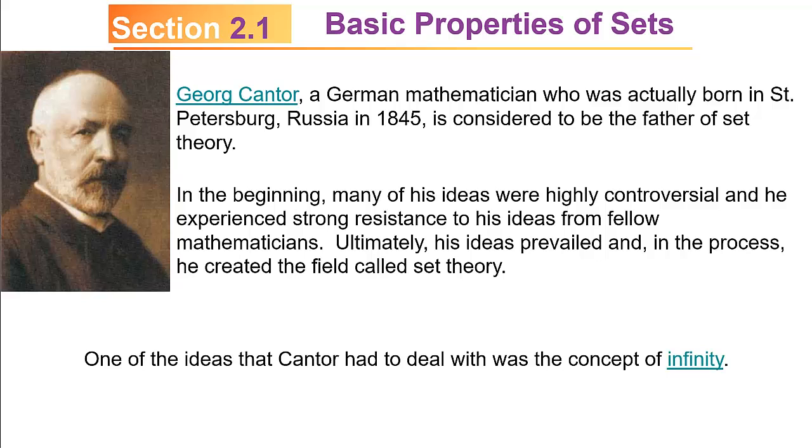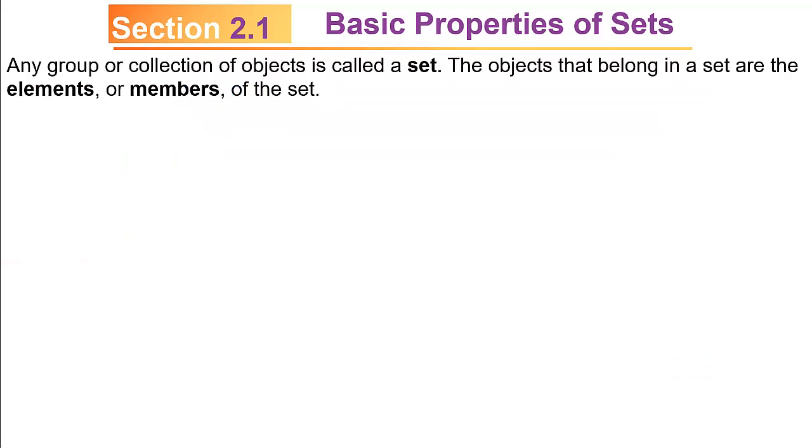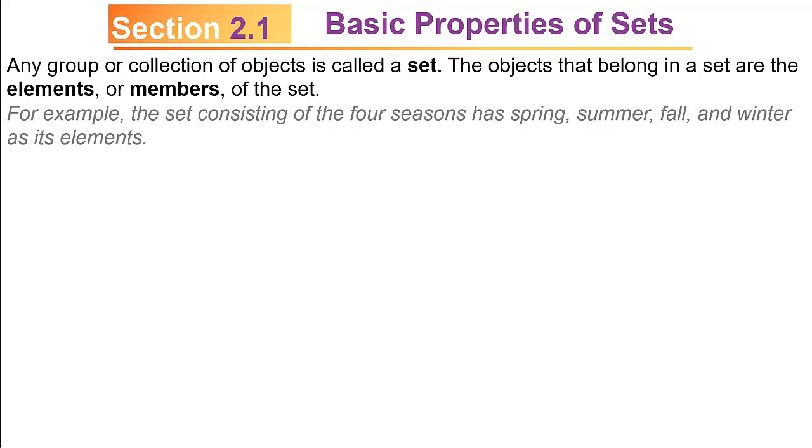One of the ideas that Cantor had to deal with was the concept of infinity. Going back to the idea of a set, any group or collection of objects is called a set. The objects that belong to the set are its elements or members. For example, the set consisting of the four seasons has spring, summer, fall, and winter as its elements.